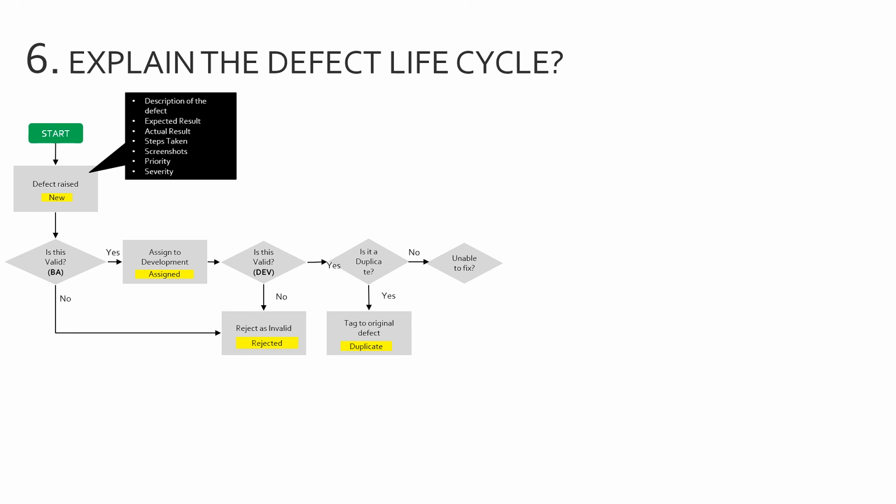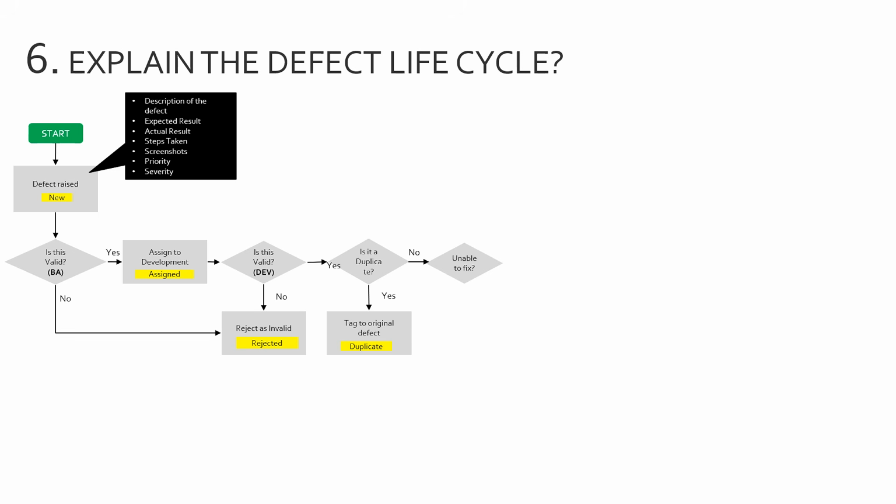And then, let's say it's not a duplicate, they will check whether they're able to fix it. There are several reasons why the development team might not be able to fix a defect. One of them would be a time constraint. Let's say a defect is raised 3 days, or 2 days, before the end of the testing cycle, or on the last day. This doesn't give the development team enough time to fix it. Or a defect may be too complex to fix, maybe it requires architectural changes.